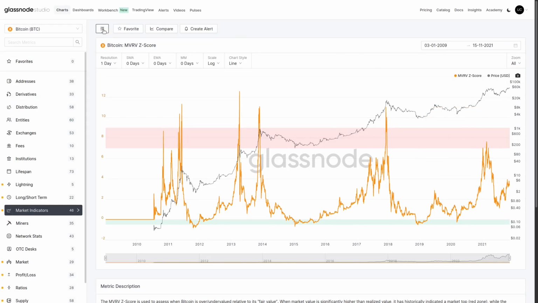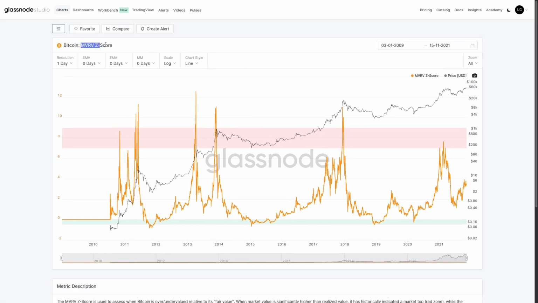Now, on a very similar metric, we have the MVRV Z-Score. It uses very similar concepts to the Mayer multiple. However, instead of measuring price relative to the 200-day moving average, it measures relative to the realized price. And the realized price is kind of the on-chain cost basis. So where the 200 days is this long-term moving average, this is basically mapping how in profit the market is, or how underwater the market is.